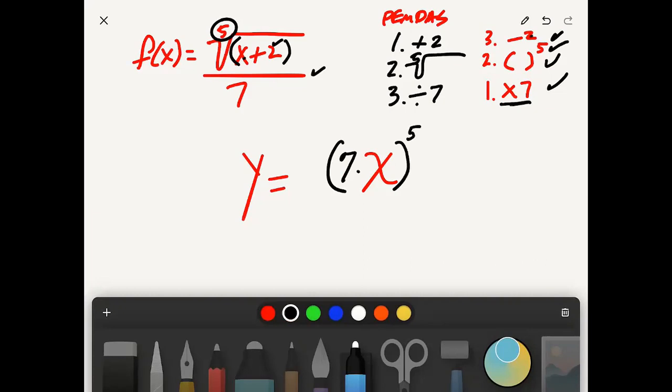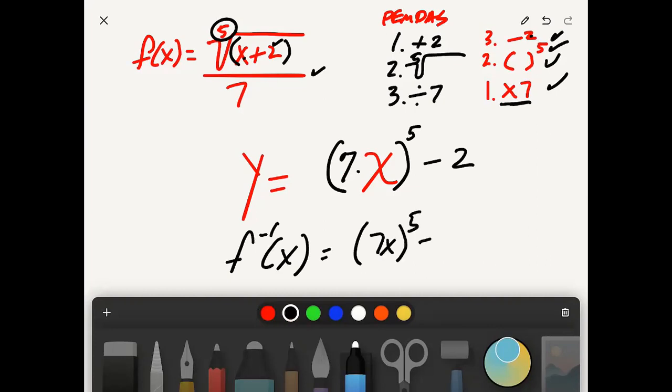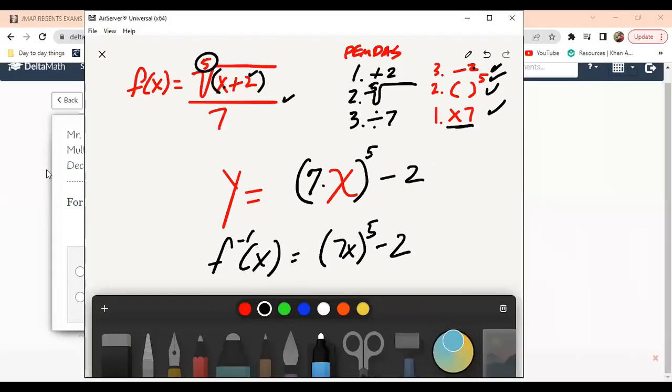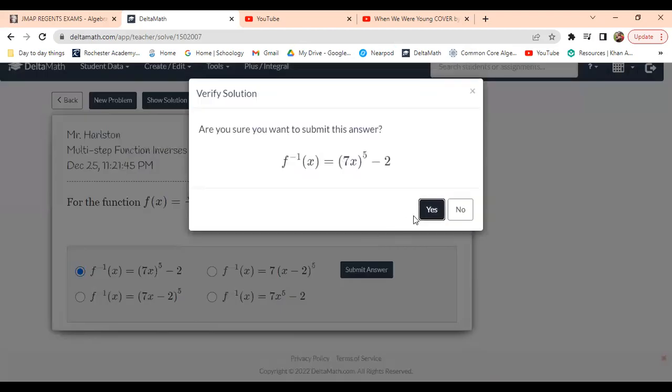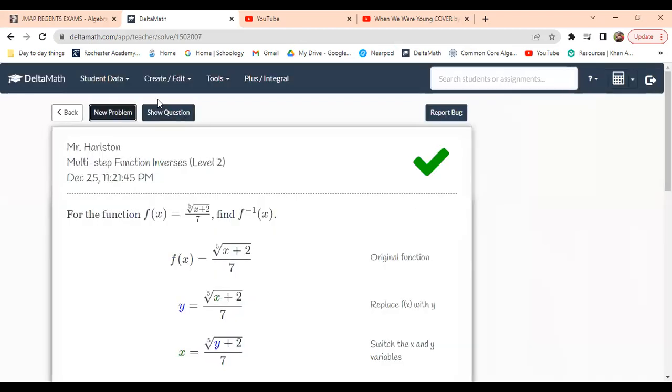And then it says we're going to subtract 2. And that would be the inverse function. So I'm going to write it again, 7x to the 5th minus 2. Now, if I go and look at what we have here, which choice is it? It's right here, the very first one. So I would choose that one and I would submit it. And it says, hey, that's all good. All right, so let's do another one.